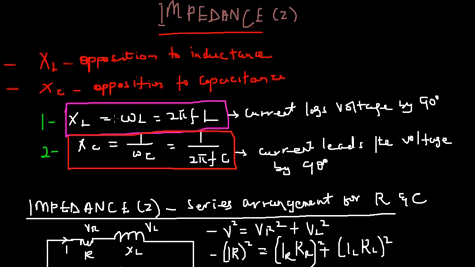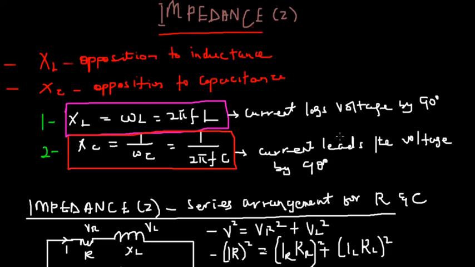So first, you need to know the general formula for the opposition to inductance and the opposition to capacitance. The opposition to inductance is 2 pi FL. The opposition to capacitance is 1 over 2 pi FC. The C is the capacitance, which is always or sometimes given in a question.